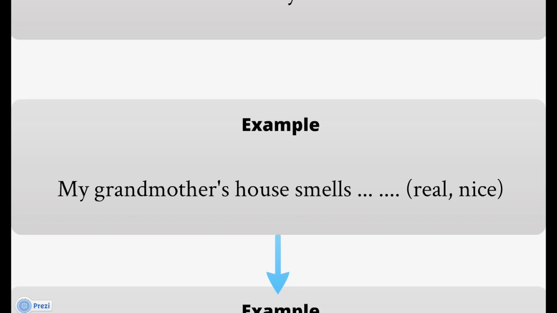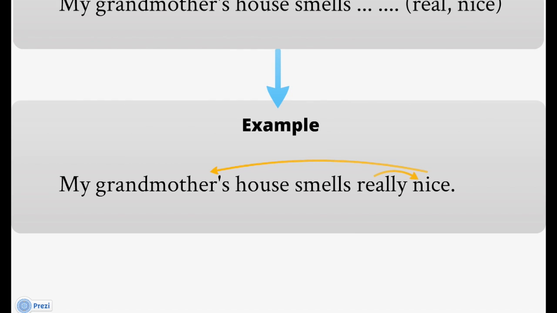Now, how nice? Real nice. So that means that real says something about nice. Now, this is an adverb that says something about an adjective, so we have to add ly. My grandmother's house smells really nice. So nice says something about my grandmother's house. That means it's an adjective that says something about a noun. And really tells us something about nice. So this is an adverb telling us something about an adjective.